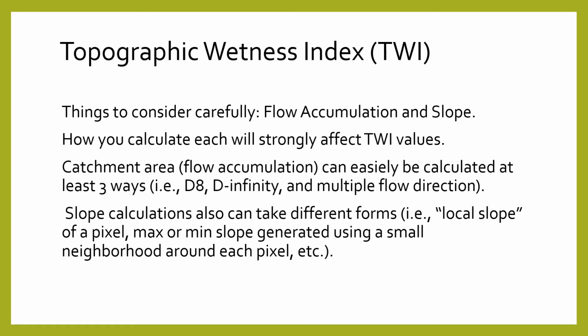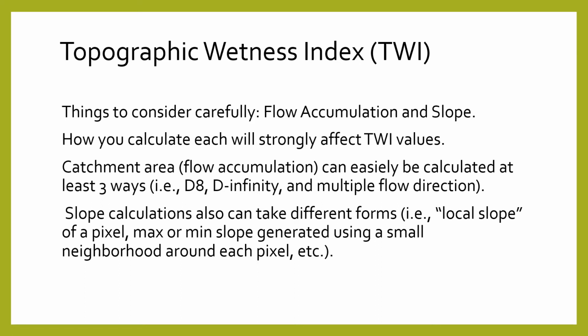When you're calculating these things, there's a couple of things you have to consider. Flow accumulation and slope are the big ones. How you calculate these things will affect the values. So when you calculate your catchment area or your flow accumulation, there's a couple of different techniques. There's at least 3 really common ways. One's called the D8, one is the D infinity, and one is the multiple flow directions, or the MFD.